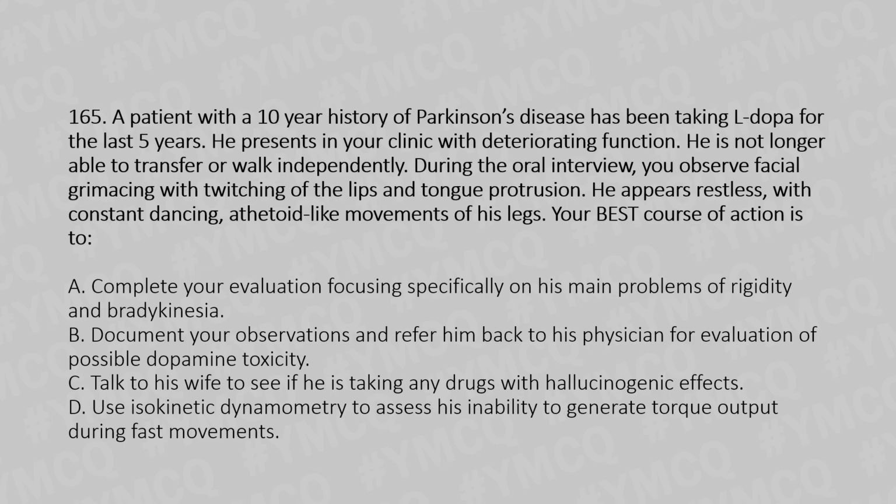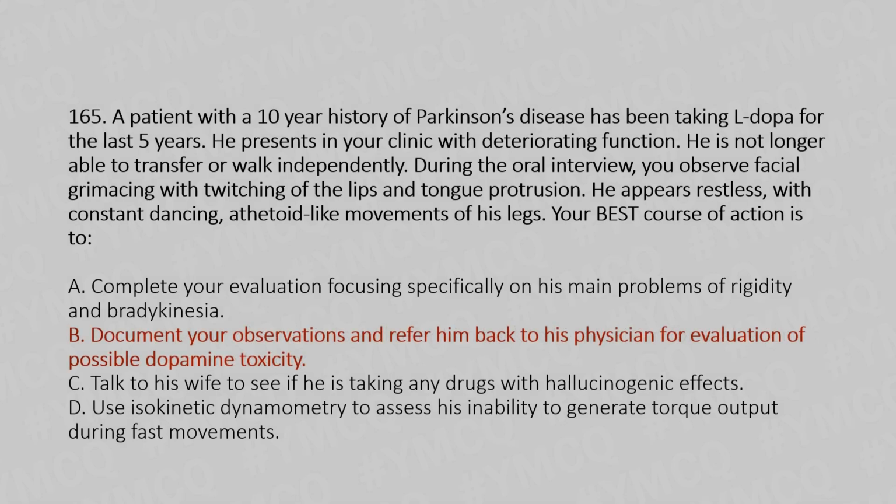Complete your evaluation focusing specifically on his main problems of rigidity and bradykinesia. Option B, document your observation and refer him back to his physician for evaluation of possible dopamine toxicity. Option C, talk to his wife to see if he is taking any drug with hallucinogenic effects. Option D, use isokinetic dynamometry to assess his inability to generate torque output during fast movements. And the answer is option B, document your observations and refer him back to his physician for evaluation of possible dopamine toxicity.